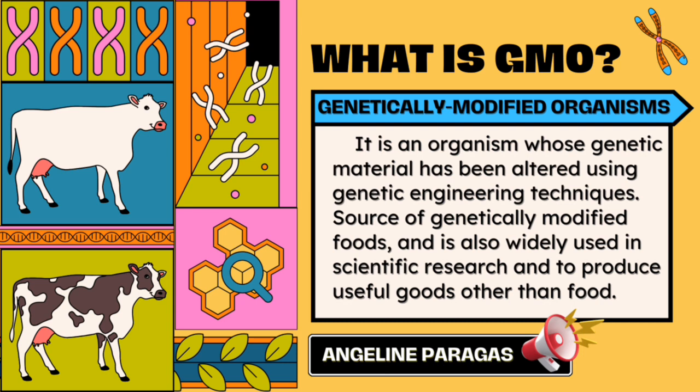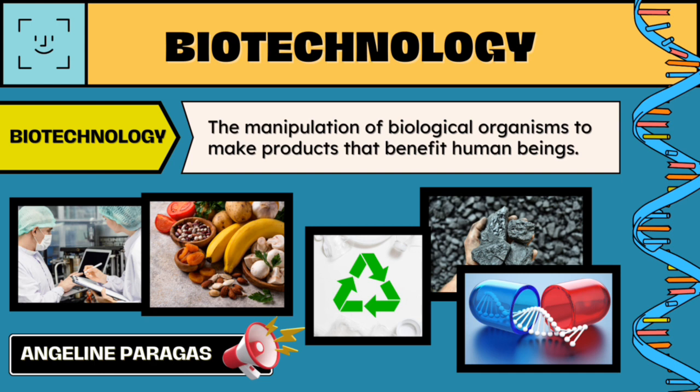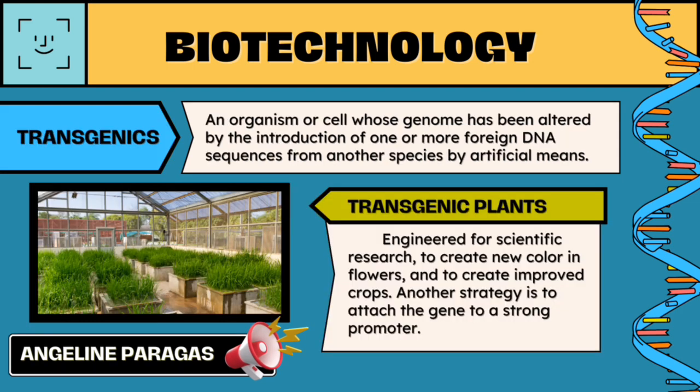Organisms that have been genetically modified include microorganisms, such as bacteria, plants, fish, and mammals. Biotechnology is the manipulation of biological organisms to make products that benefit human beings. It contributes to such diverse areas as food production, waste disposal, mining, and medicine. Modern achievements of biotechnology include the transfer of a specific gene from one organism to another by means of transgenics.